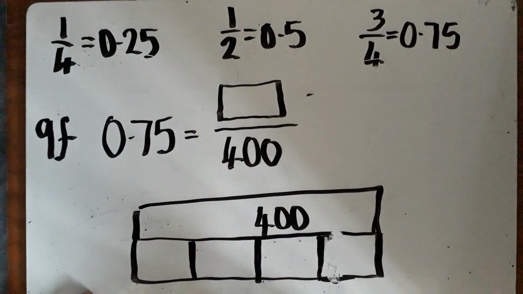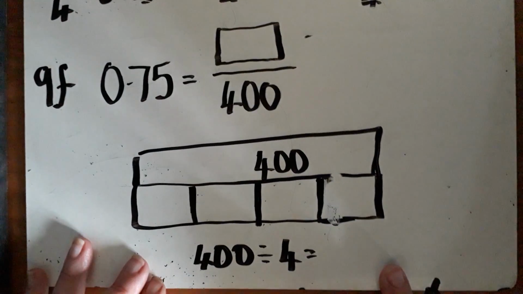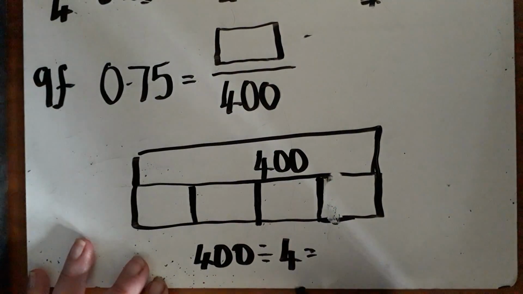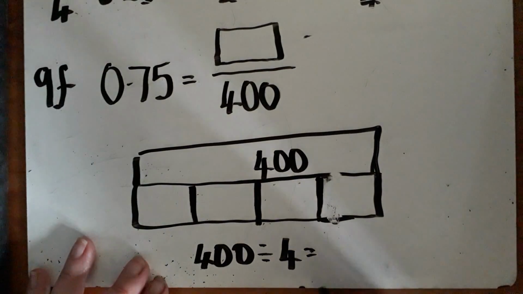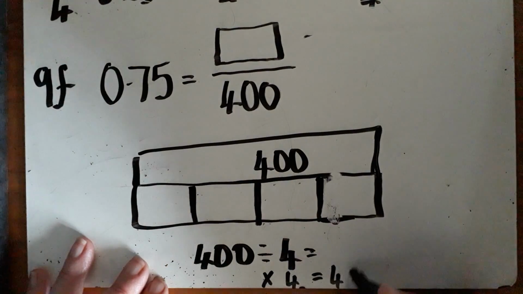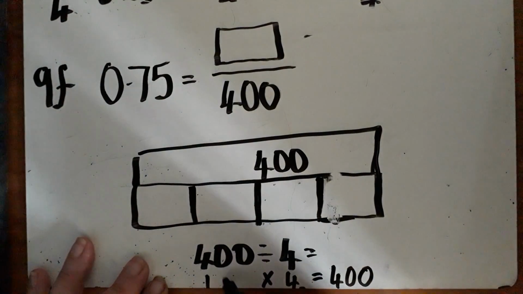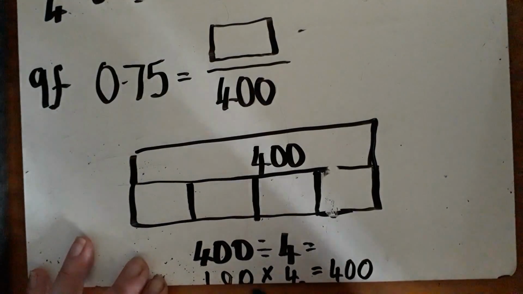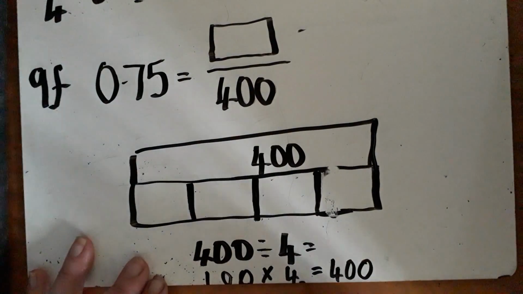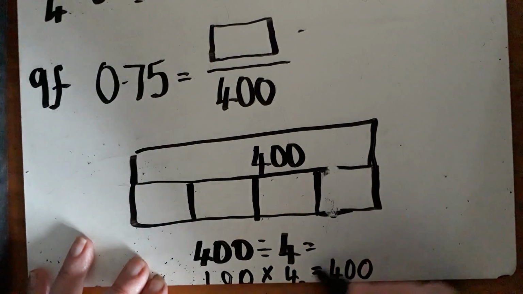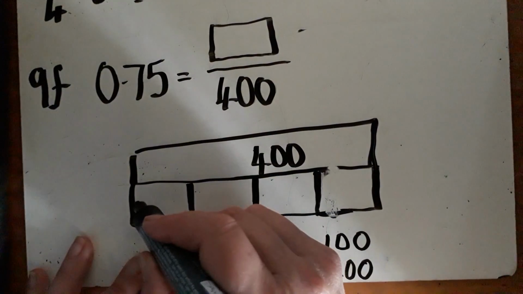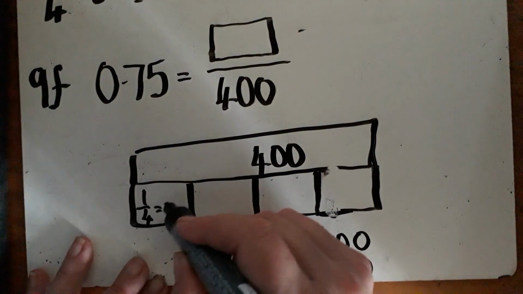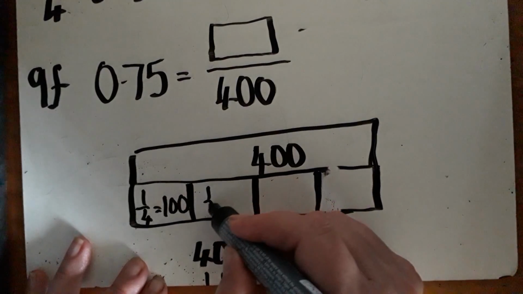If you can't see what the value would be here, if we think of something multiplied by 4 equals 400, then hopefully most of you will be able to tell me that that will be 100. 100, 4 times, is the same as 400. So our missing value here is 100, so each quarter is worth 100.